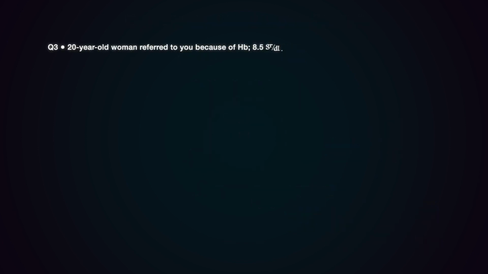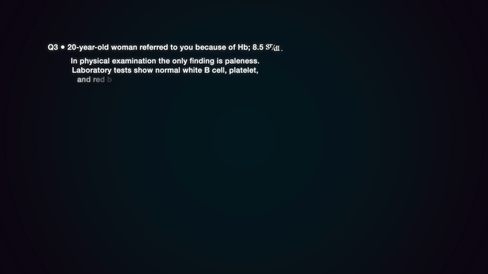Question 3. A 20-year-old woman is referred to you because of hemoglobin of 8.5. In physical examination, the only finding is paleness. Laboratory tests show normal white blood cell, platelet, and red blood cell indices. What is the next step?